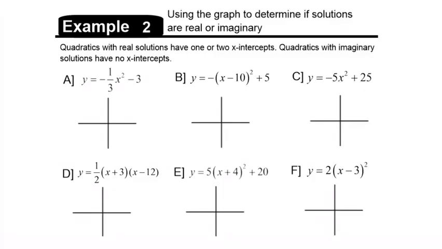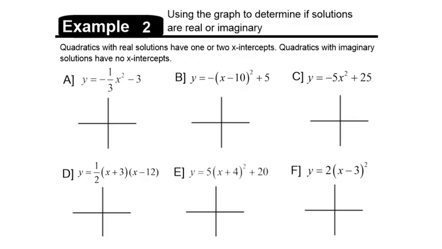Okay. Quadratics with real solutions have, this one says, using the graph to determine if solutions are real or imaginary. Quadratics with real solutions have 1 or 2 x-intercepts. Quadratics with imaginary solutions have no x-intercepts. No x-intercepts means it's not going to cross the x-axis. I'll just do a couple of these, and here we go.